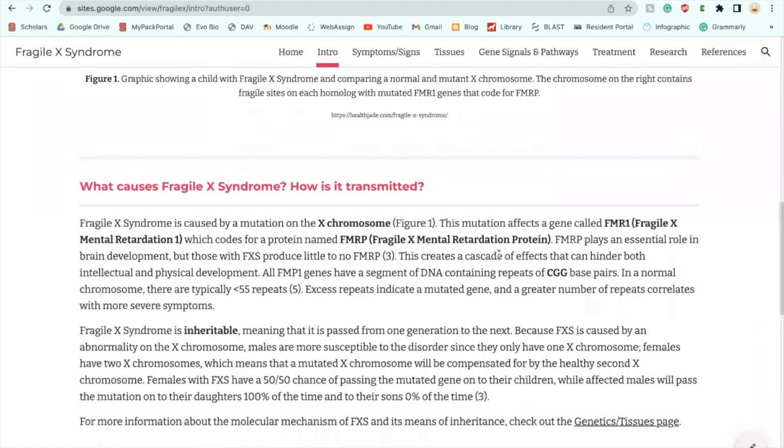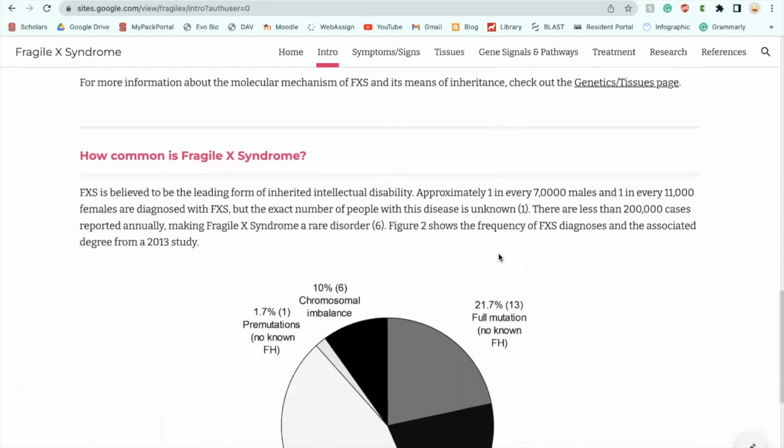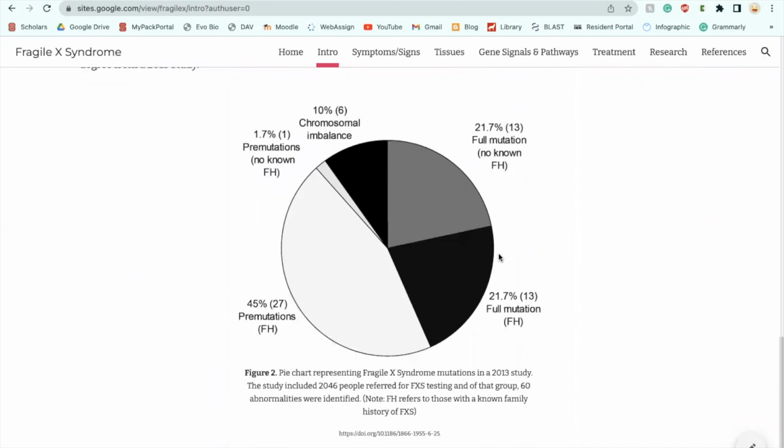And then I also talked about the causes, how it is transmitted, and then also how common it is in the United States population. And I have this pie chart here that talks about the types of mutations and how common they are in people with a family history of Fragile X and people without a history.